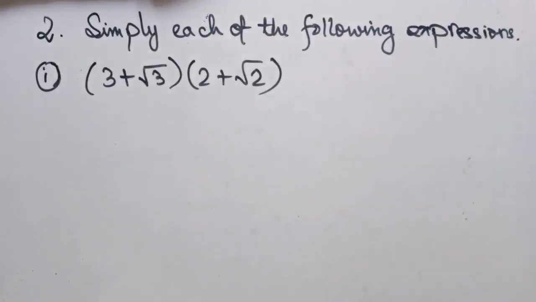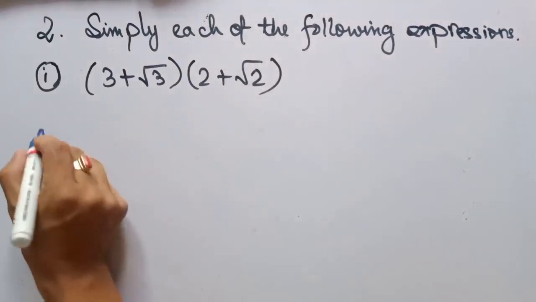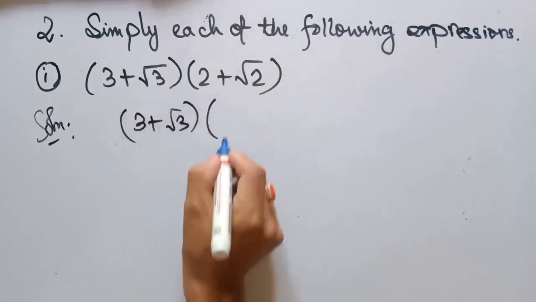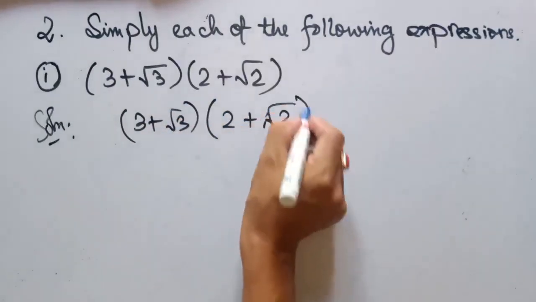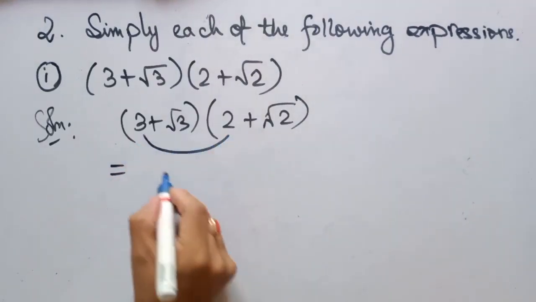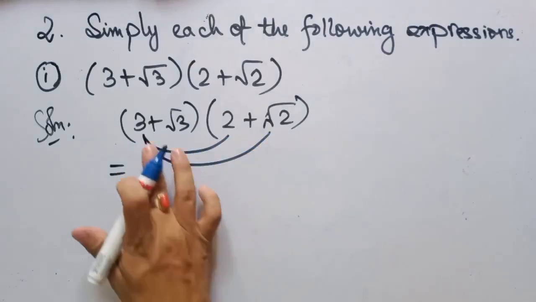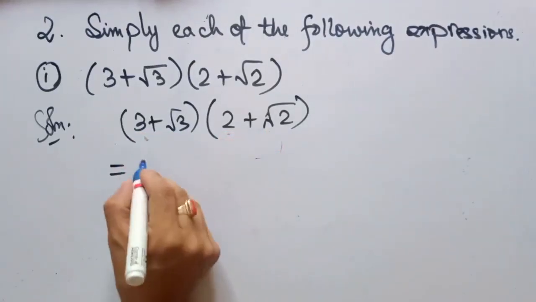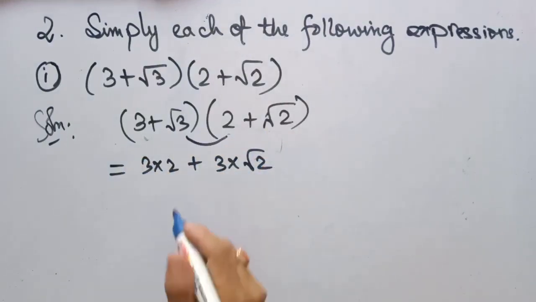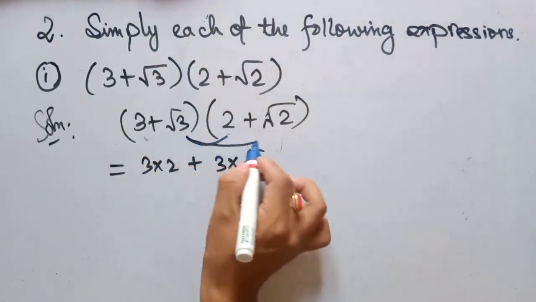Next, exercise 1.5, question number 2, simplify each of the following expressions. Roman number 1, 3 plus root 3 whole into 2 plus root 2. Solution: 3 plus root 3 multiplied by 2 plus root 2 equal to, here we will multiply 3 with 2 and 3 with root 2. So 3 into 2 plus 3 into root 2. Then we will multiply root 3 with 2 and root 3 with root 2.